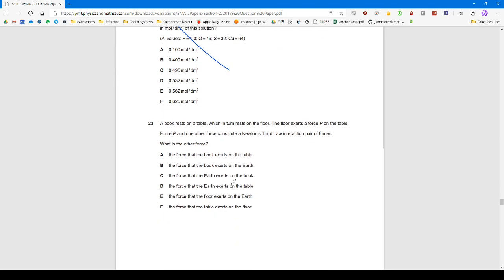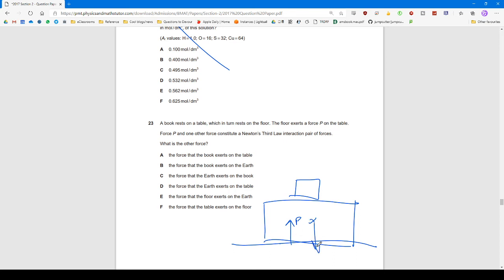Okay, 23. A book rests on a table. The book is a block, we're approximating here, which in turn rests on the floor. The floor exerts a force P on the table. Okay, so the table is experiencing a force P. This is the normal reaction force. Force P and one other force. Okay, the weight of the table. So the weight of the table is going to be the force that the Earth exerts on the table. Cool, got it.